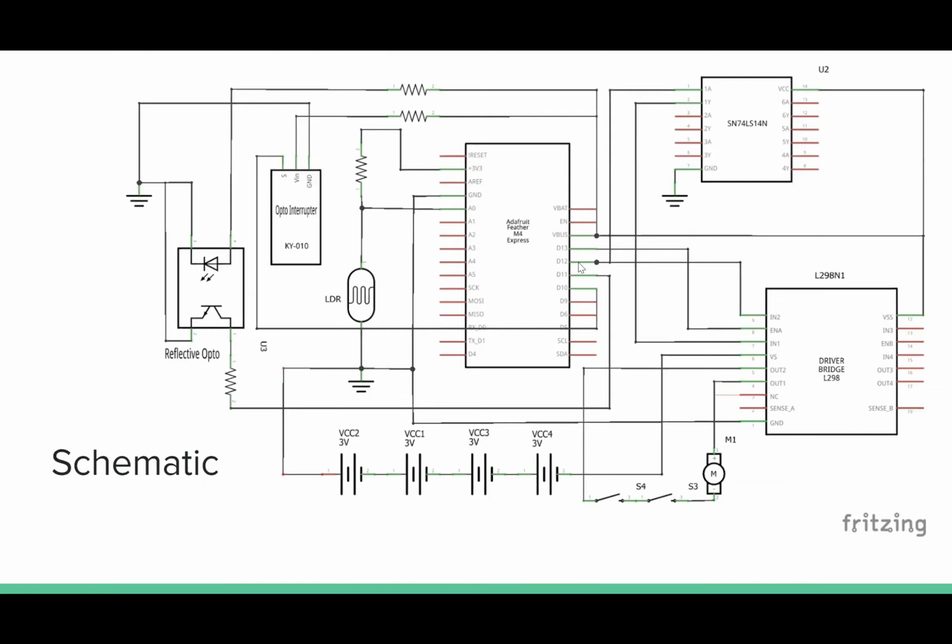And pin D12 is connected to the hex inverter, which will be responsible for changing the direction of the motor. Pin D13 is connected to ENA on the driver board to activate the motor.